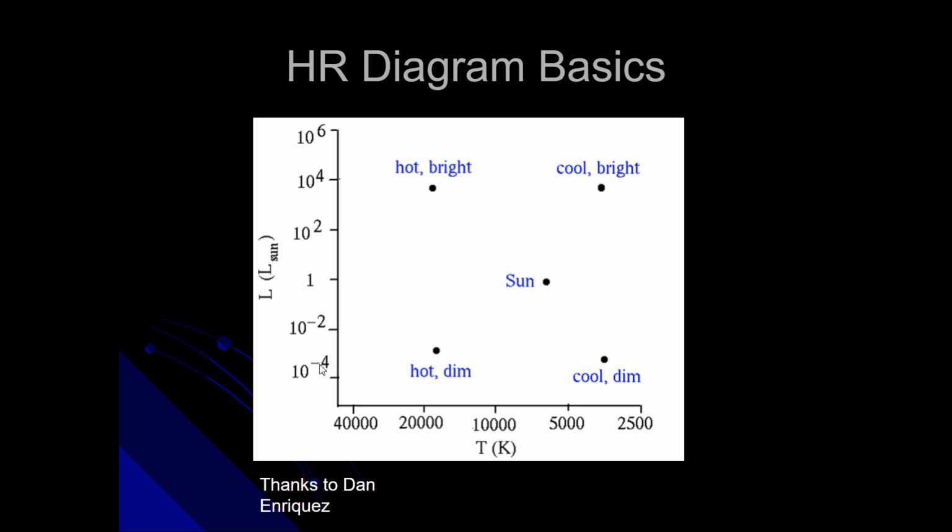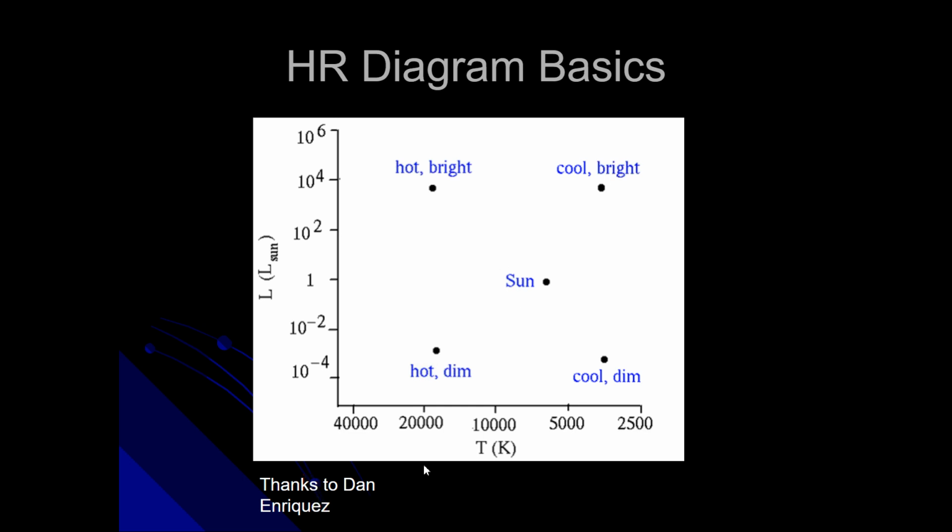Now be careful. This is the 10 to the minus 4, not negative. Okay, so this is also compared to the sun. The sun is right in the middle. Anything lower than that is smaller than the sun. Anything higher than this is larger than the sun.